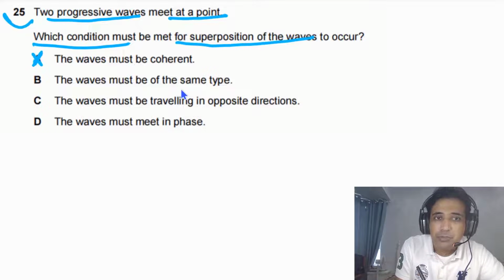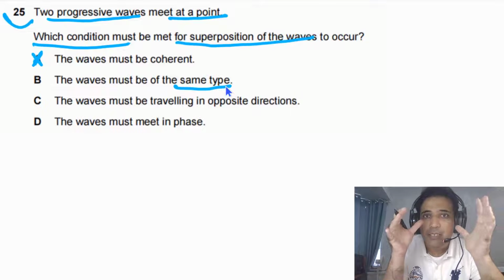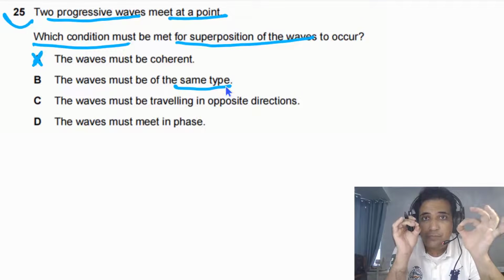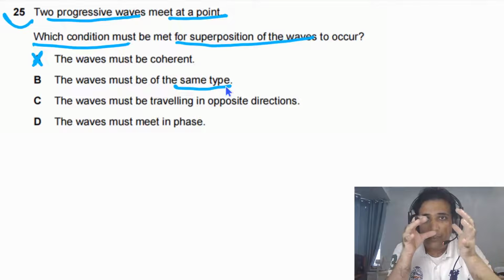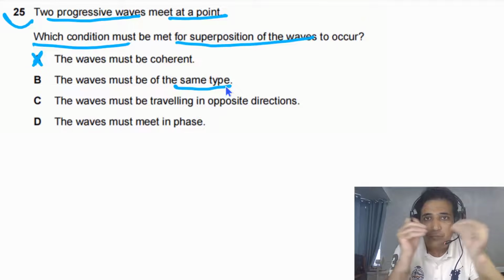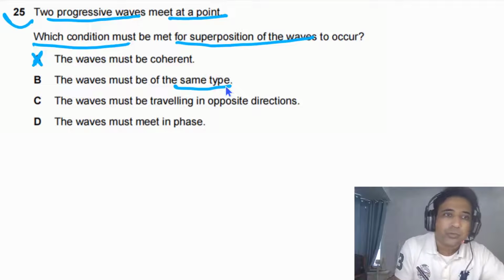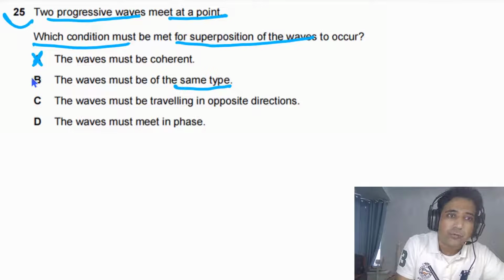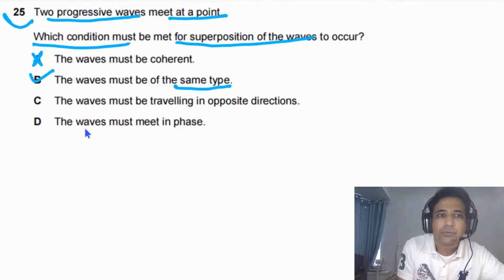The waves must be of the same type. Yes, because sound waves cannot interfere with electromagnetic waves. Electromagnetic waves can interfere with electromagnetic waves. And two types of sound waves, one with high frequency and one with lower frequency, can superpose and interfere with each other at a point. So this condition needs to be fulfilled. So the answer for this question should be B.